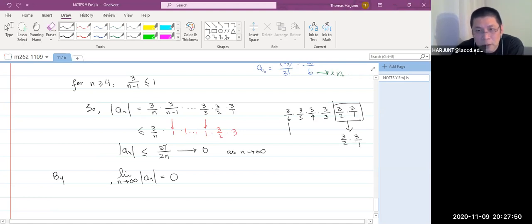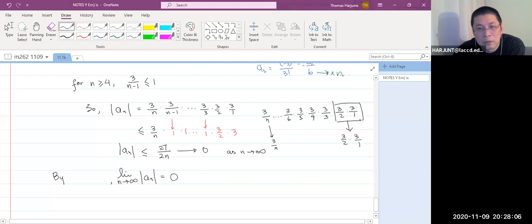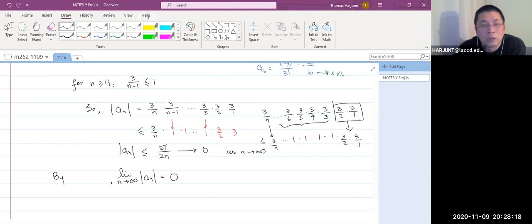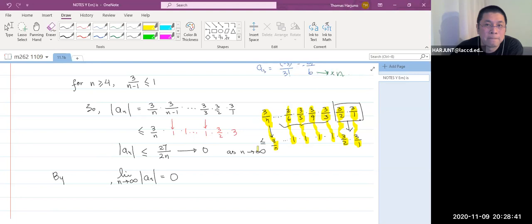Now, the first term here, I keep as is, 3 over n, because this keeps going to 3 over n. I will say this is 3 over n. Now, everything here is less than 1. So I can rightfully say that this is less than 1, this is less than 1, this is less than 1, this is less than 1. I keep this 3 over 2, I keep this 3 over 1, and I keep this. Does it make sense right now? Okay, that's the explanation of what happened there.